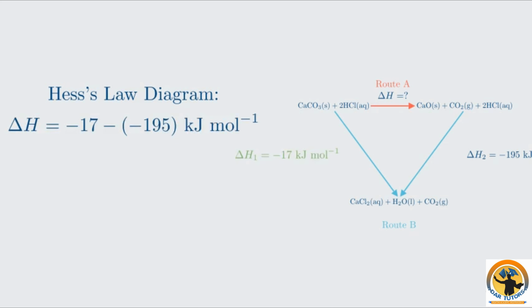Following our path, we use reaction 1 as is, so its enthalpy change is 17. But we must go up the right arrow, which is against the direction of reaction 2. Therefore, we use negative of delta H2, which is positive 195. Summing these gives us a final answer of plus 178 kilojoules per mole.